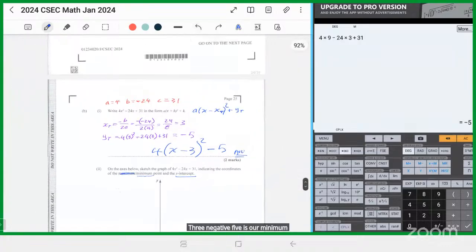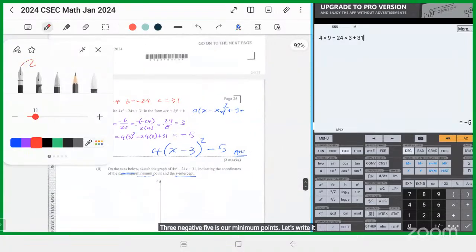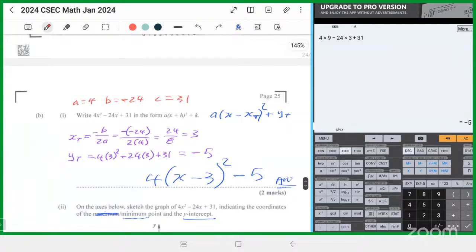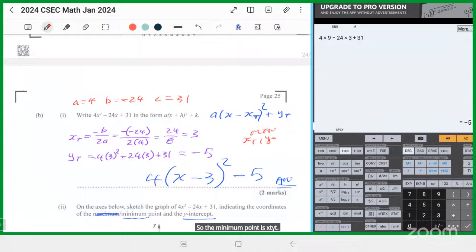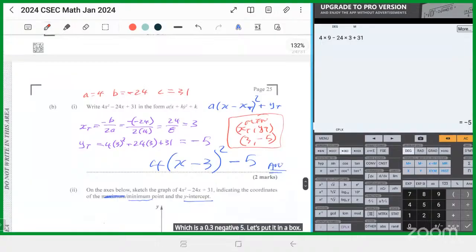Let's write it. So the minimum point is xt, yt, which is a point 3, -5. Let's put that in a box. They don't give a lot of space to work. All right.